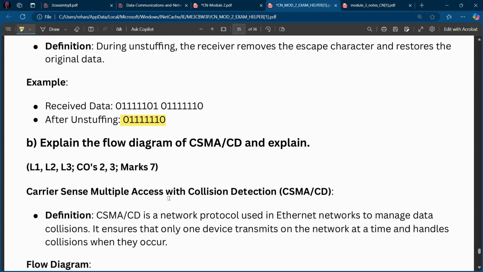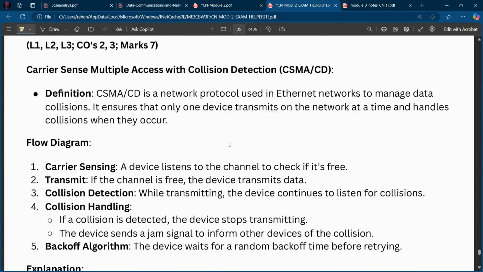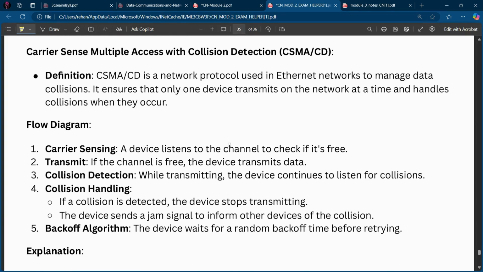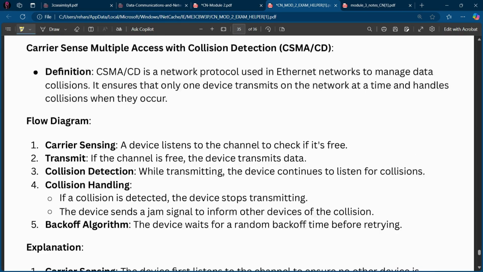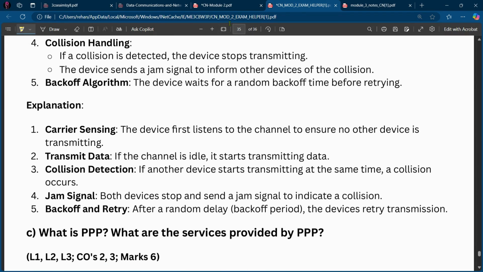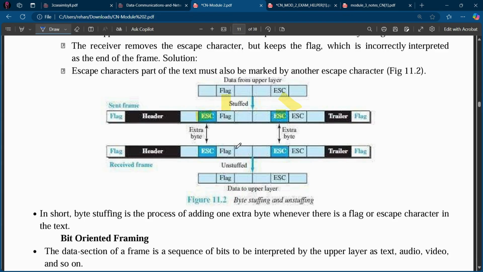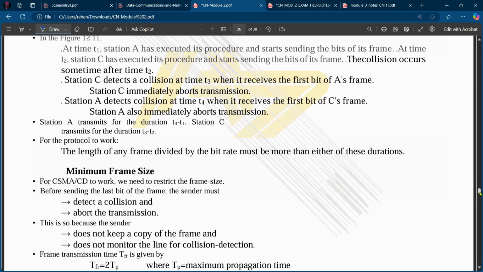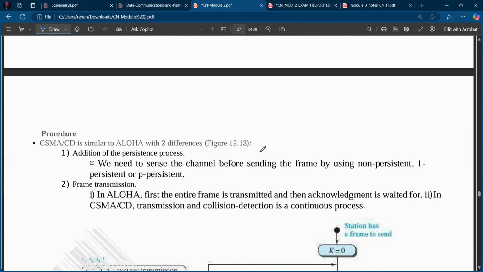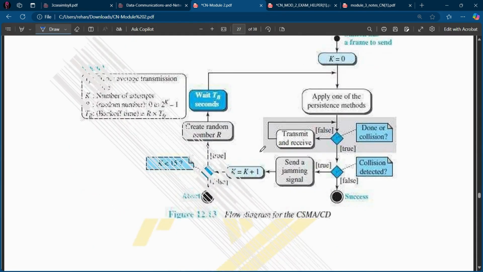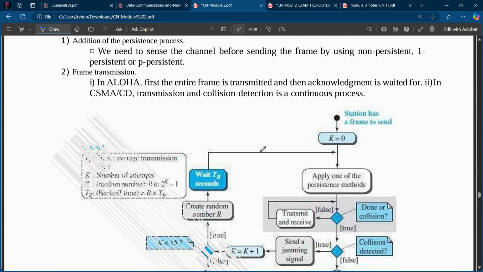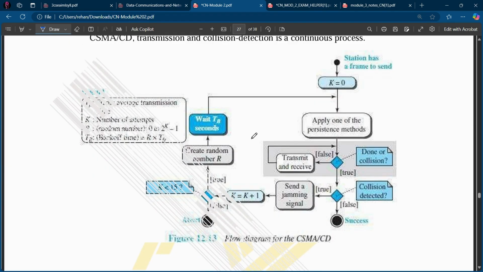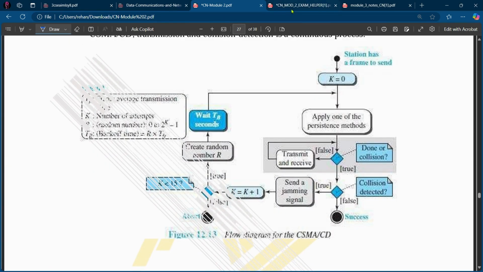Explain the flow diagram of CSMA/CD and explain. For the diagram, you have to go and see that video itself. I can provide the diagram, but it's not actually that good. But you will get the diagrams in the community channel, so you can follow the community channel of our YouTube channel. For example, this diagram is not clear, so it will be sent in the community channel. You can just go and visit it.